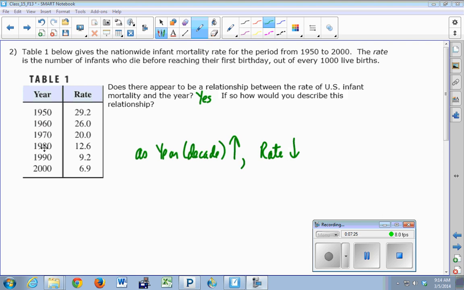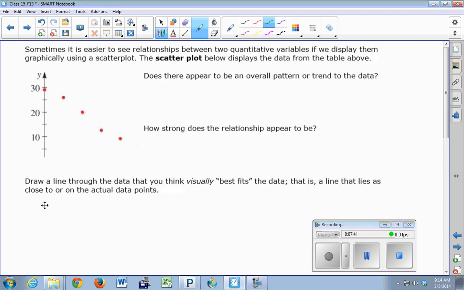So, these tables are fine. You can get the overall idea about what's going on with the data like we just did. But it's really nice to see this in a graph. So we will often, most of the time, every time, at least in this class, take our data and graph it, in order to have a clearer view of what's happening between the two quantitative variables.